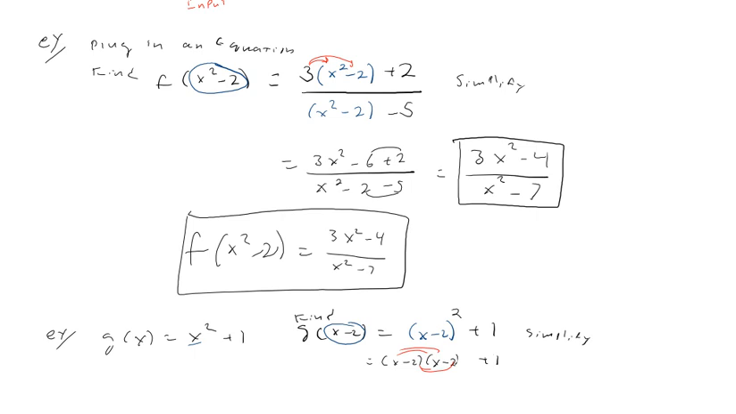I would get x squared minus 2x minus 2x plus 4, plus 1, which would be x squared minus 4x, and 4 plus 1 is plus 5. And that would be my answer here. Let's try not to cover up some of the answer.